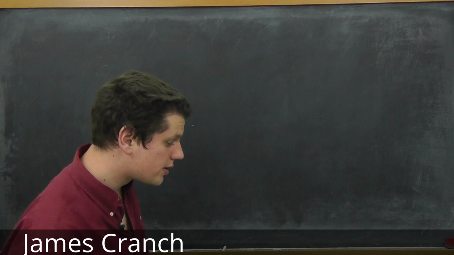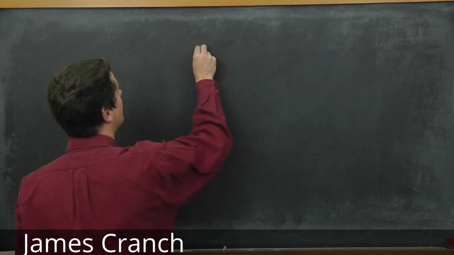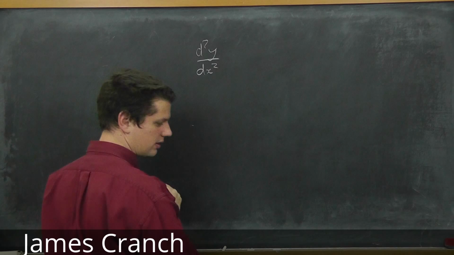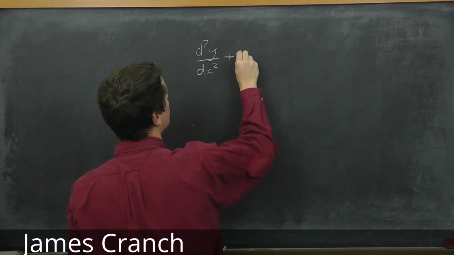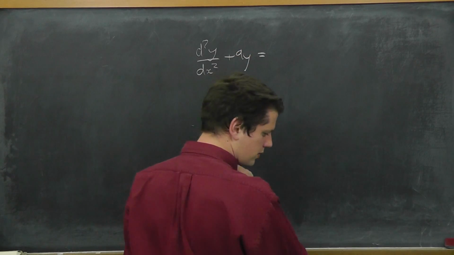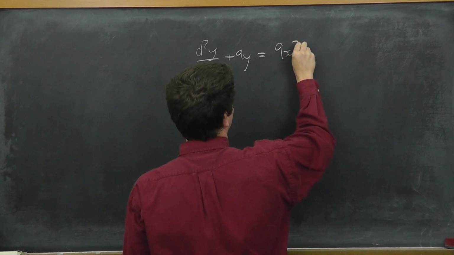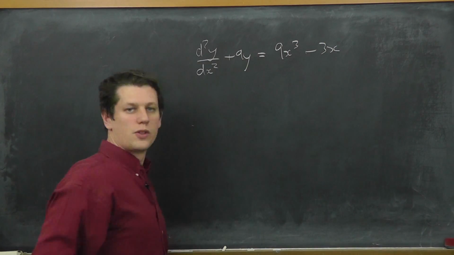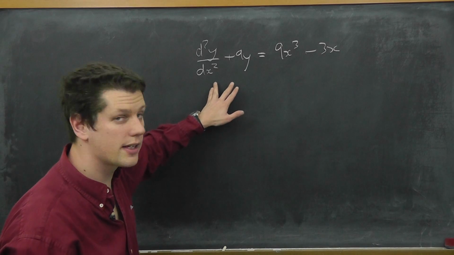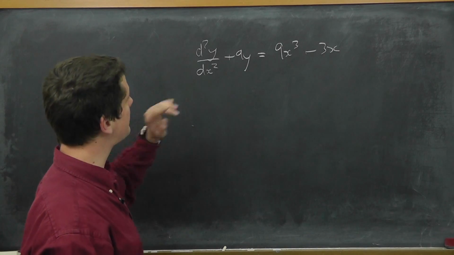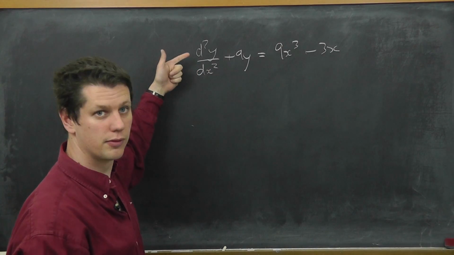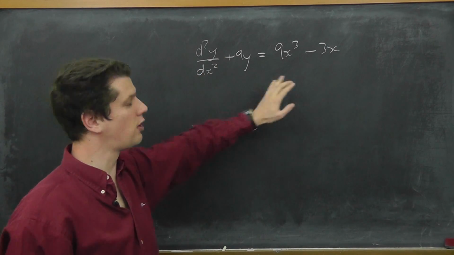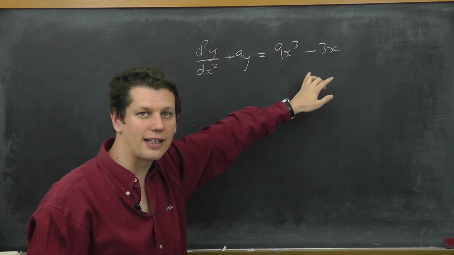In the last video, we started talking about equations like these: d squared y over dx squared plus 9y equals 9x cubed minus 3x. So we started talking about equations like this, where on the left-hand side we have just a sum of constant multiples of y or its derivatives, and on the right-hand side we have some function of x.